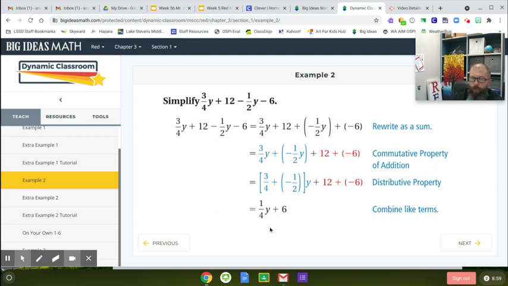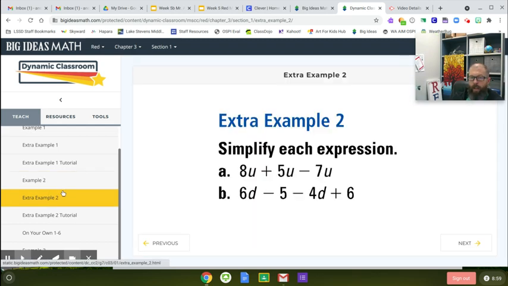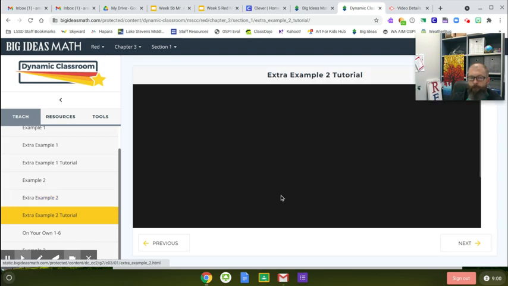Okay? I know that's a lot of stuff, but again, we want to have these steps written down so that we can repeat this every time. So let's see how they do it. We've got a couple here. We have 8u plus 5u minus 7u. Those are all like terms, so you can combine those, no problem. This one's a little harder, so let's take a look and watch their video.